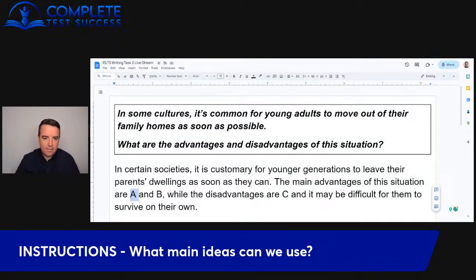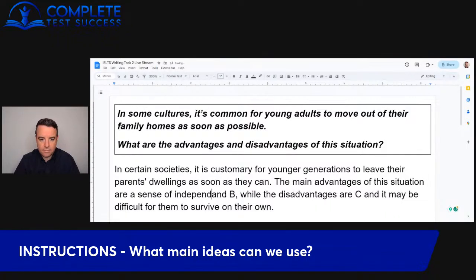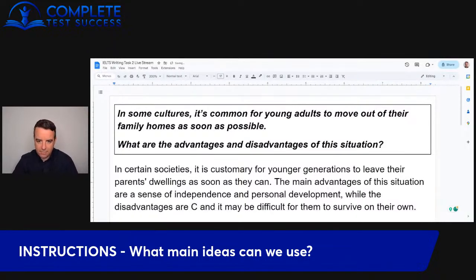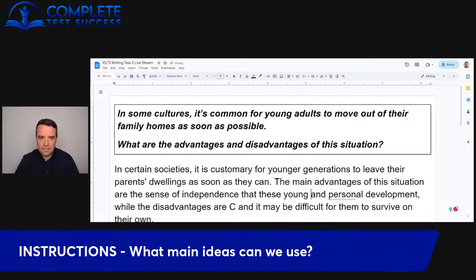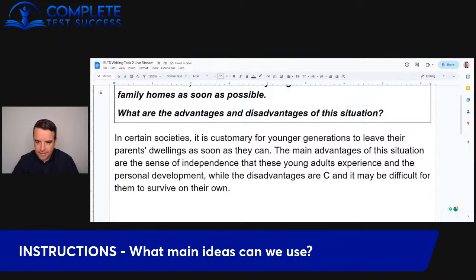So A, a sense of independence and personal development. Now I need to change that. I know that's not grammatically accurate. So the main advantages of this situation are the sense of independence that these young adults experience and the personal development.